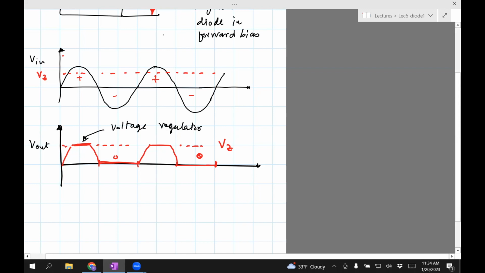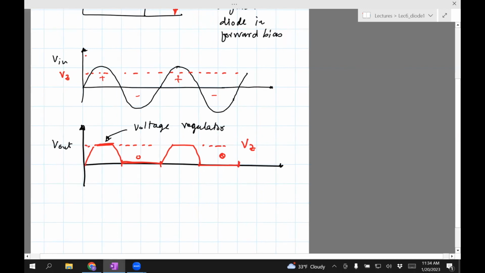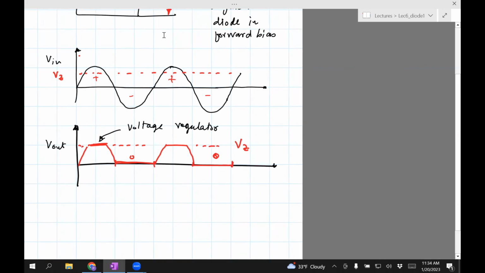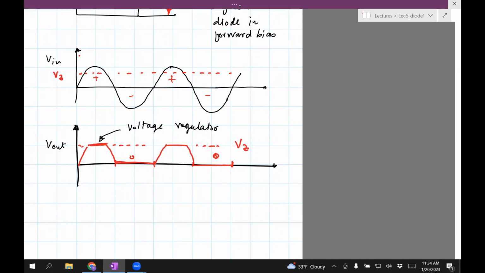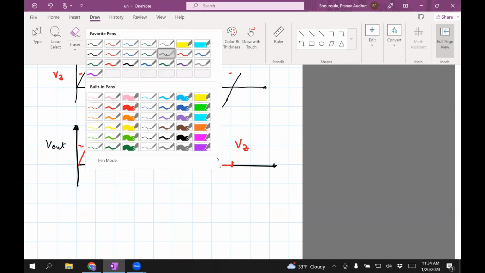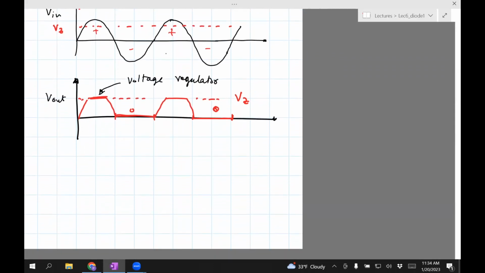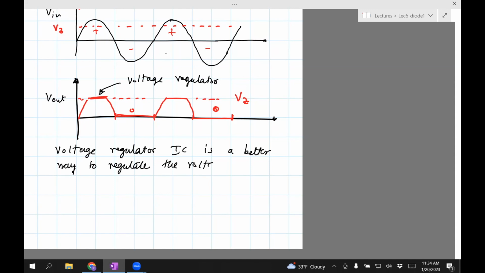Now, here's the issue. Could you use this for voltage regulation? You don't really use a Zener diode for voltage regulation, even though it does that. It's because it actually does vary a little bit, and the regulation is not perfect. So if you want voltage regulation, you probably want to use what is known as a voltage regulator IC. An IC is a better way to regulate the voltage.